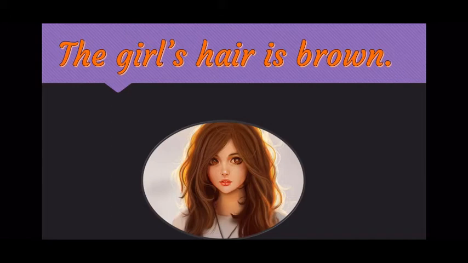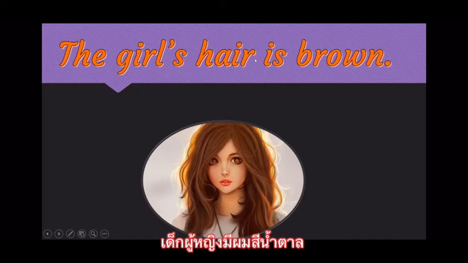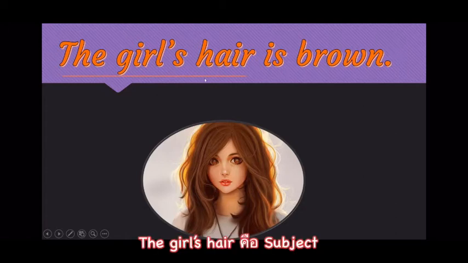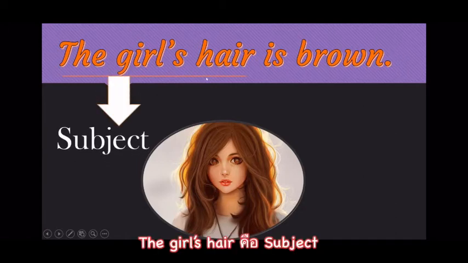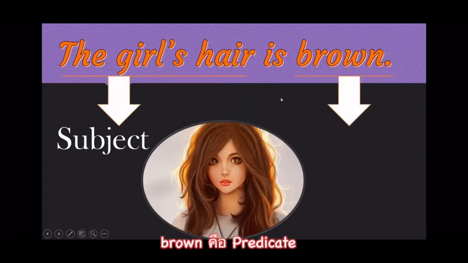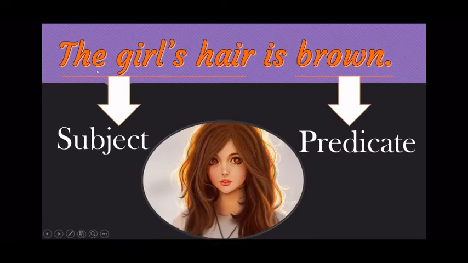Okay, so let's have now an example. You look at the picture and let's read a sentence. The girl's hair is brown. So the girl's hair is the subject and brown is the predicate. Okay? So the girl's hair, what? The girl's hair is brown. So this is the subject, the girl's hair. We're talking about the girl's hair. So what about the girl's hair? The girl's hair is brown, and brown is the predicate that tells us about the girl's hair. Okay, so this is subject and then that is predicate.